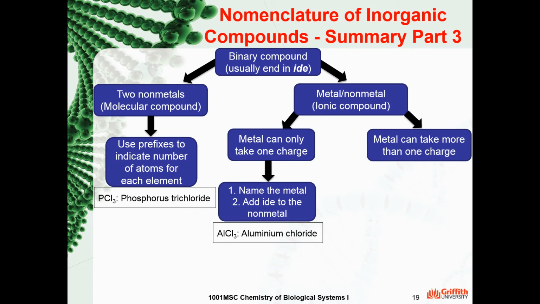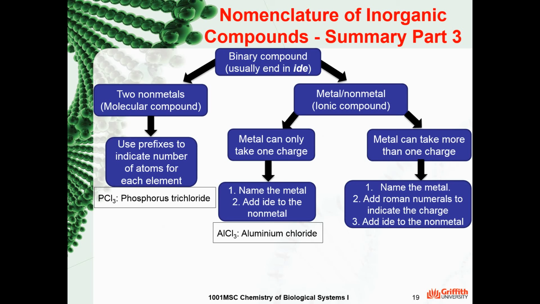If the metal can form more than one type of cation, we need to use Roman numerals in the naming system to indicate the charge of this metal. Remember that you can predict the charge of the metal by using the non-metal element. An example being iron(III) chloride.